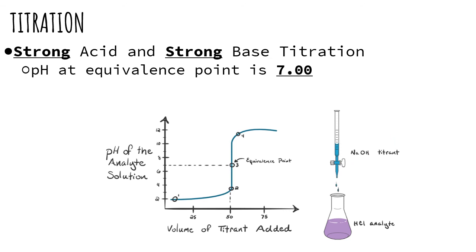When we have a strong acid being titrated with a strong base, which is all we're going to use for this class, that equivalence point is always going to be right at 7, just like I showed you on the last slide.